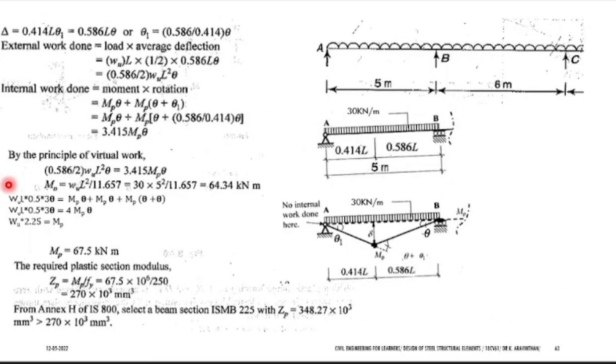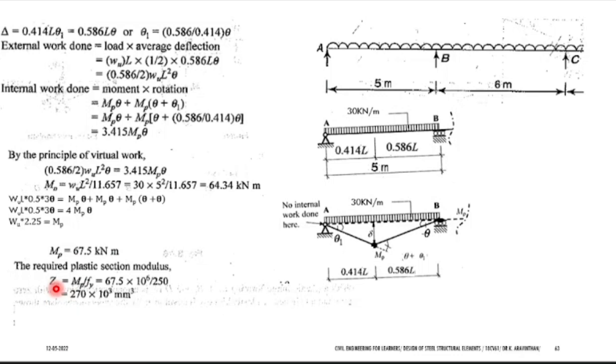Now you can find ZP. First you have to find ZP. What is the formula for ZP? Equal to MP divided by Fy. So what is your highest MP here? 67.5 divided by what is the Fy given in the problem?